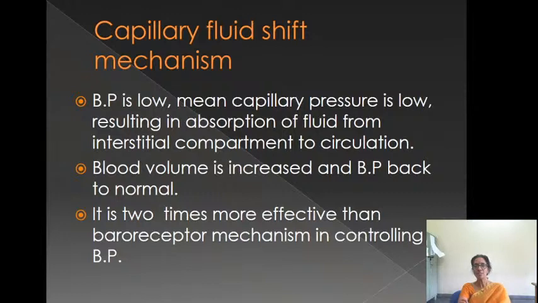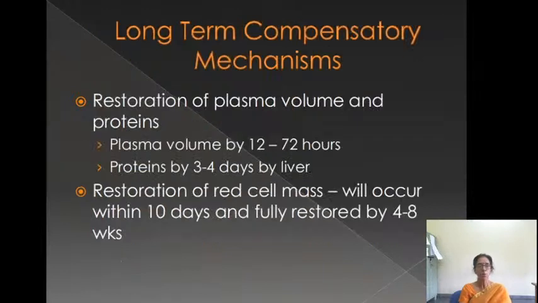Okay. So we have seen 3 mechanisms: renin-angiotensin-aldosterone mechanism, your reverse stress relaxation, and the capillary fluid shift mechanism. These are your intermediate mechanisms. So what are the long-term compensatory mechanisms? When there is moderate hemorrhage, you have to have the restoration of the plasma volume, and proteins should be there.